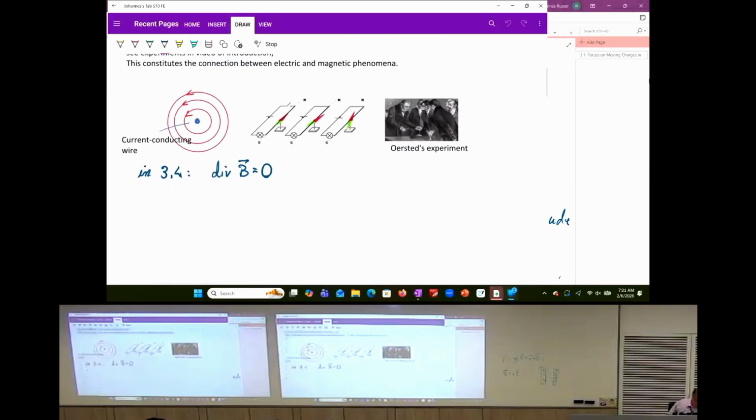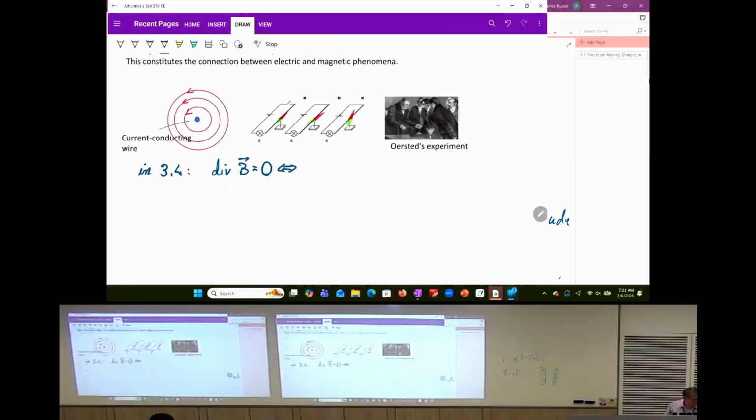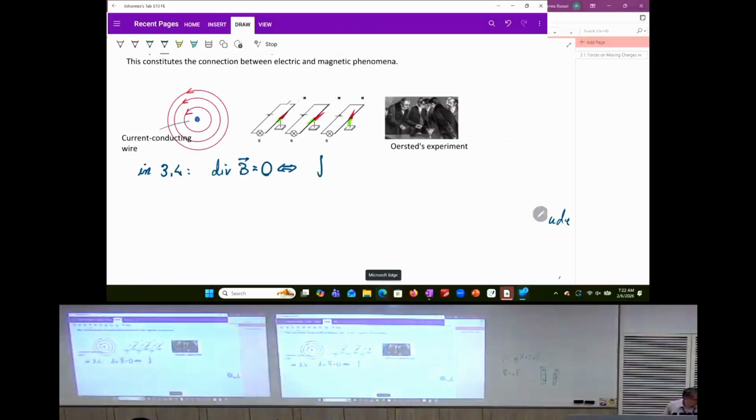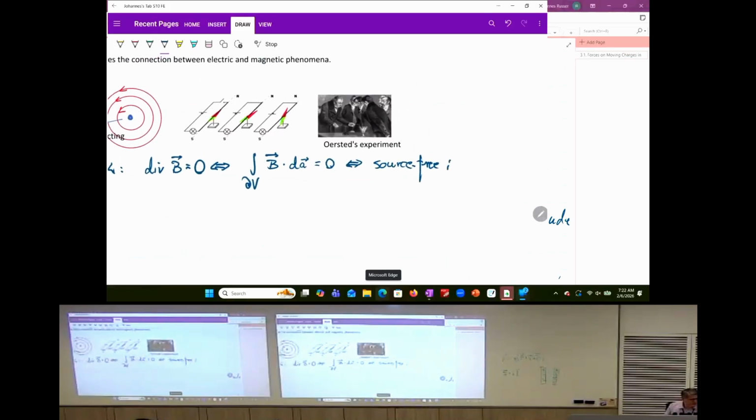So the divergence of B is 0, and in the global version, we take the integral formulation, which of course reminds you of Gauss's law. But it is different in that it is not applied to the electric flux density, but to the magnetic field. And because we have no magnetic charges, this is always 0. This is source free, which mathematically means it is a solenoidal field.